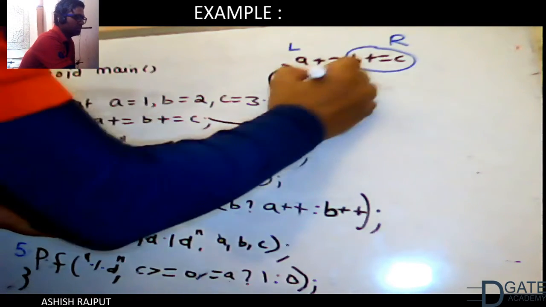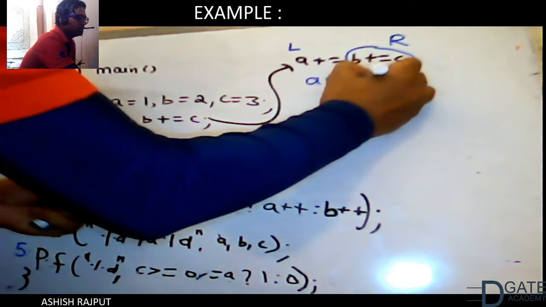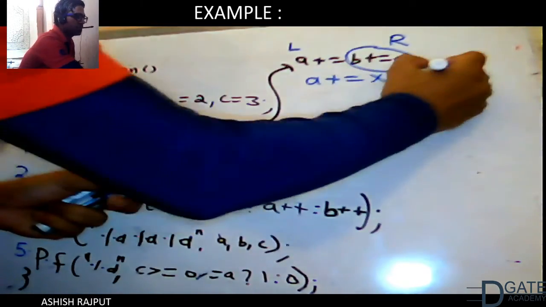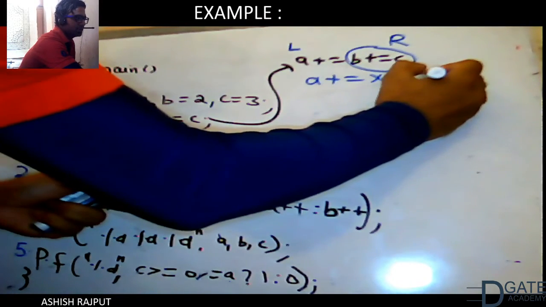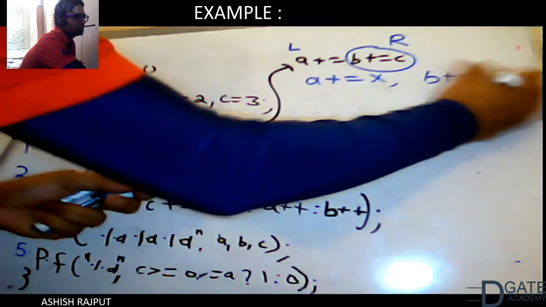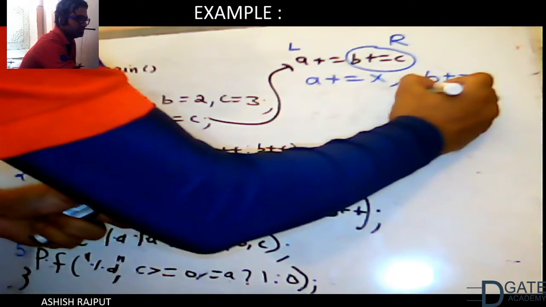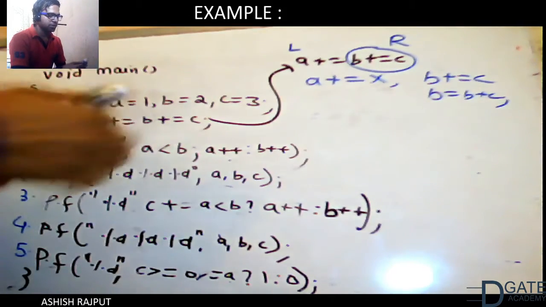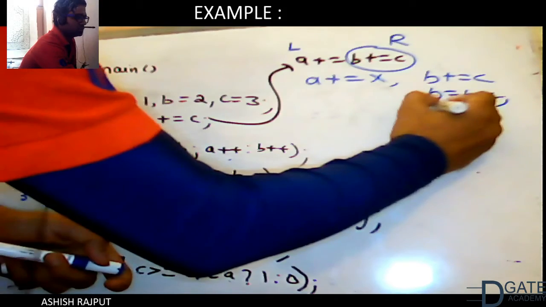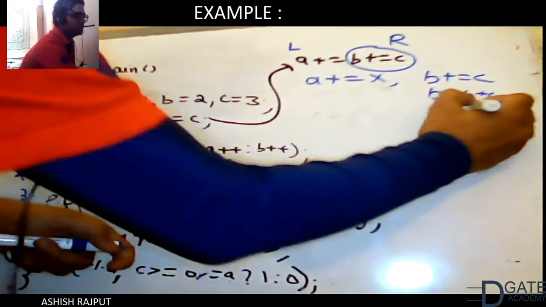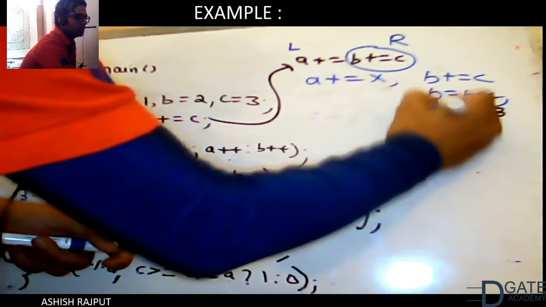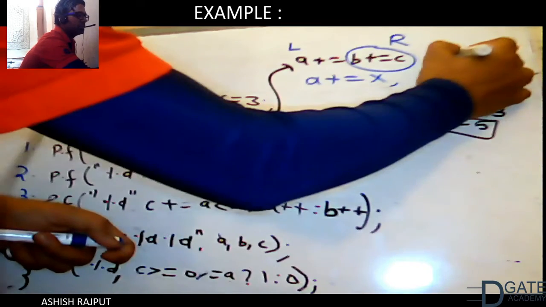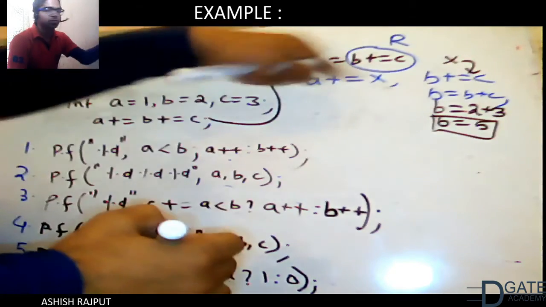So let's say a plus equal to x. I will take this expression as x. So what is x? x is equal to b plus equal to c. This is the x. So solve it. b is equal to b plus c. What is b? b is equal to 2 and c is equal to 3. So x is equal to 5.